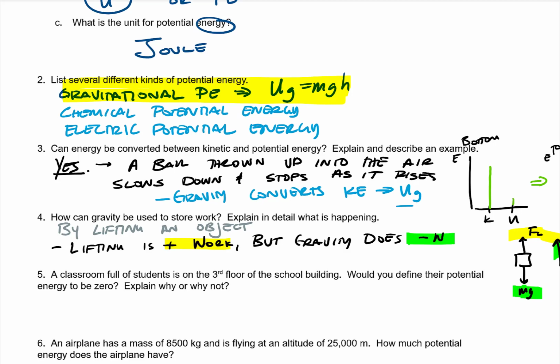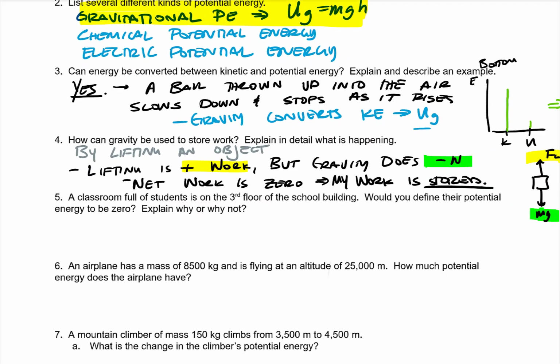So the net work is 0, but anytime gravity does negative work, my work in this case is stored. Anytime we do work against a gravitational force, we're going to store that work as potential energy because we gave the object height.